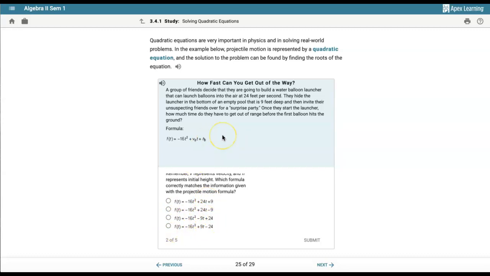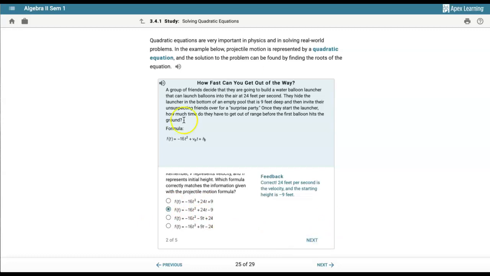And then H0 said it was the initial height. Well, we have an empty pool, so we're not at ground level. We're 9 feet below ground level. So that makes it a -9, right? So that would make this second equation our answer, okay?